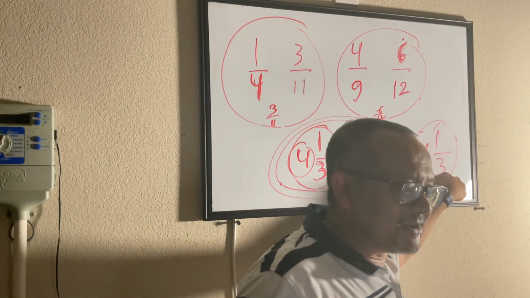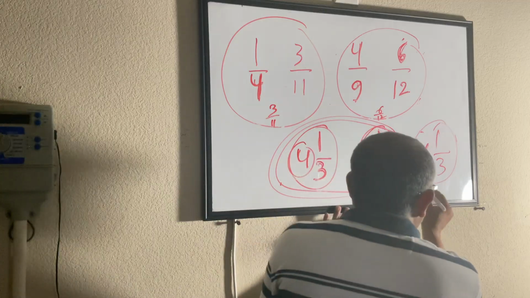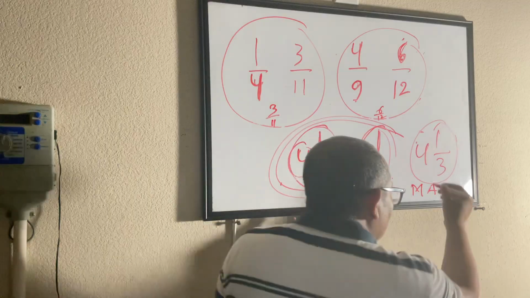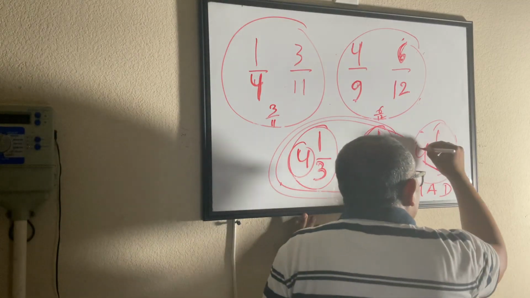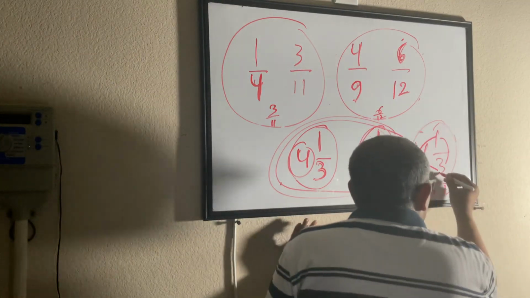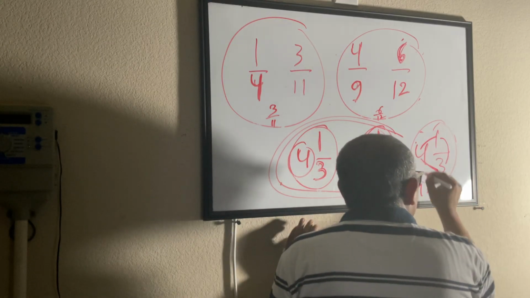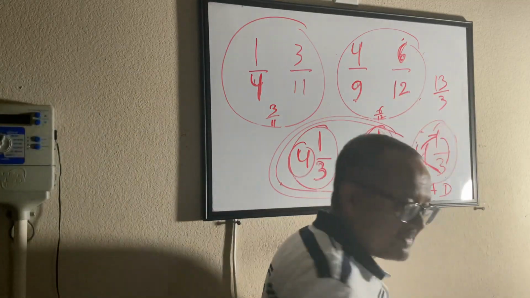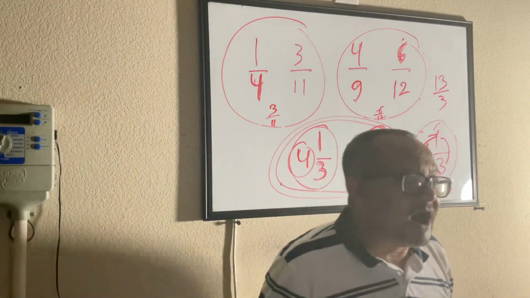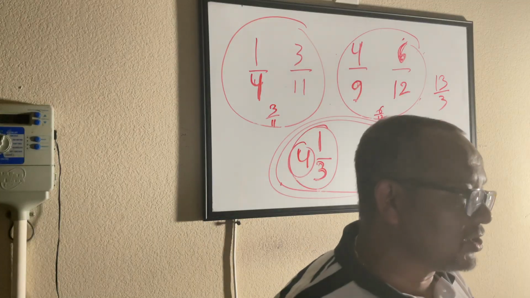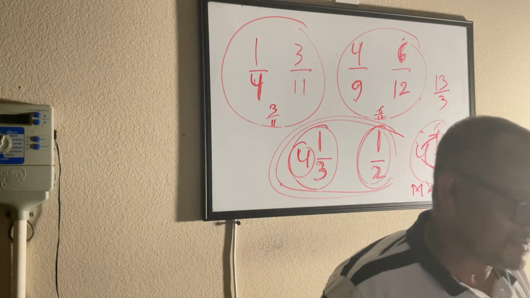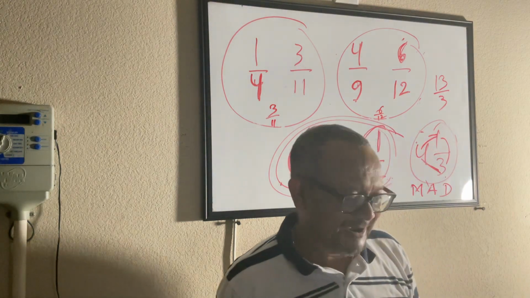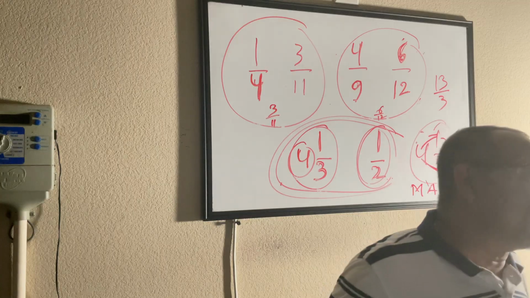Oh, now some kids are able to recall. You go MAD, meaning multiply, add and divide. So start from here: multiply, then add and then divide. Multiply, 3 4s are 12, add, plus 1, 13/3. So when you convert a mixed number to a fraction, you go MAD. Yeah? I'm saying you just go MAD.